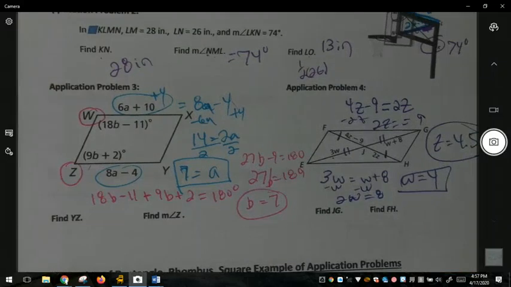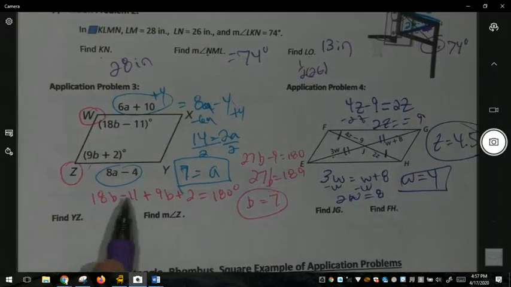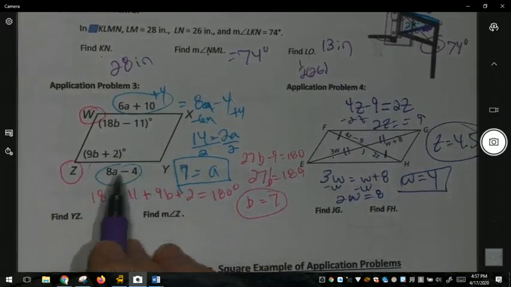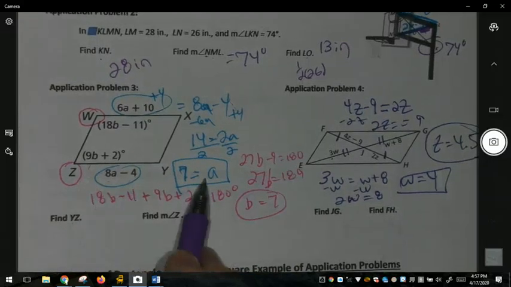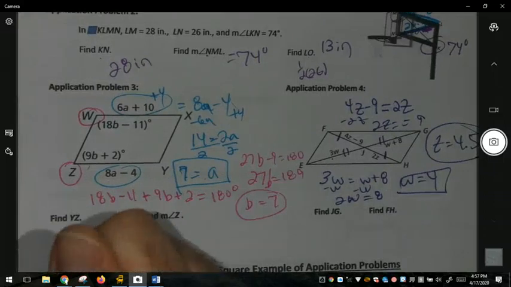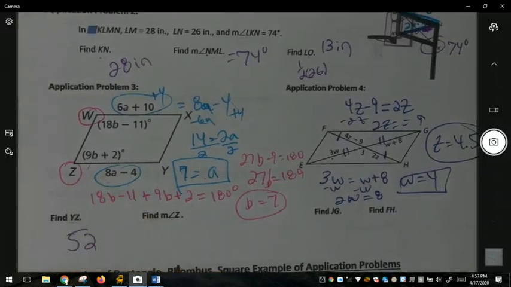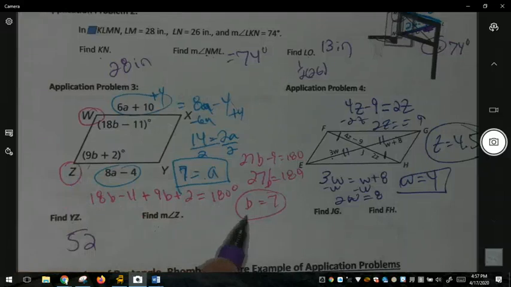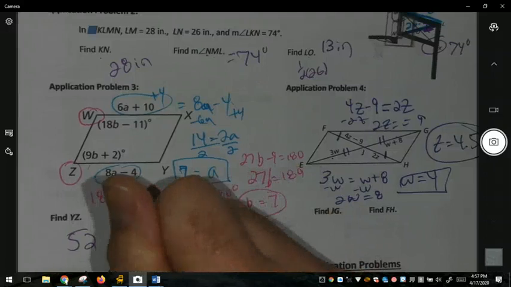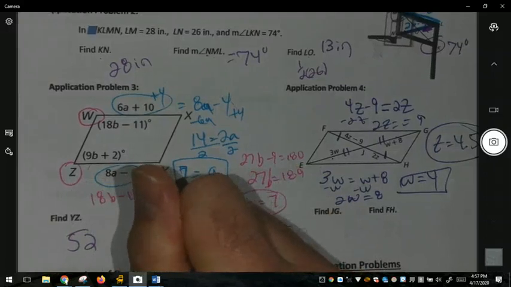They do ask us, apparently I wasn't reading below, they asked us to find the length of YZ. The length of YZ would be 8 times a, which would be 56, minus 4 would be 52. For the measure of angle Z, we plug in the value of b. We had found b to be 7. 9 times 7 plus 2 is 65 degrees.